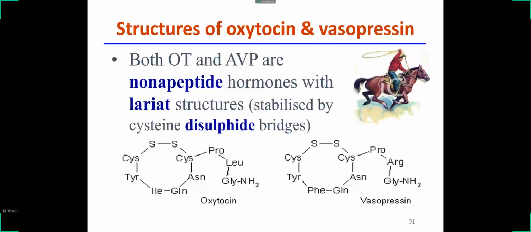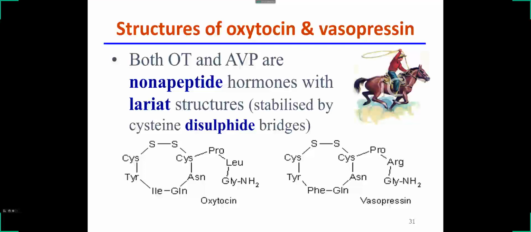So, what about oxytocin and vasopressin in terms of what do they actually look like? They're quite interesting structures visually. Just a little side note, because these are non-peptide hormones that have what's called a lariat structure. So they're circular, which is in some ways what helps them be protective.